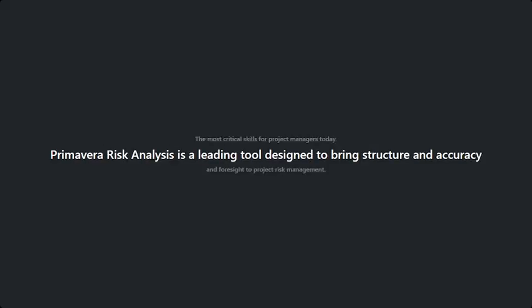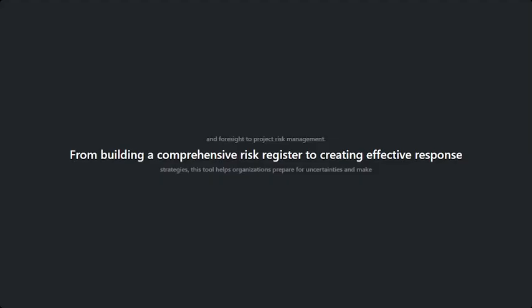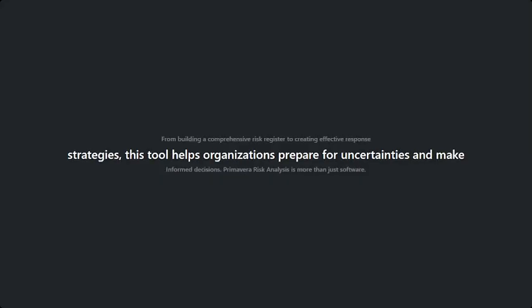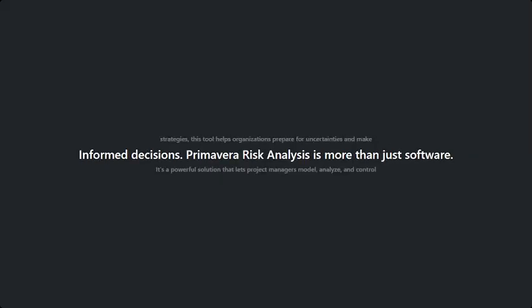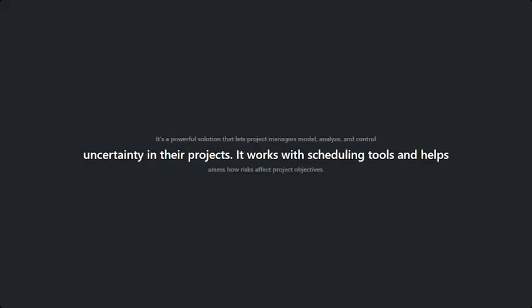Primavera Risk Analysis is a leading tool designed to bring structure, accuracy, and foresight into project risk management. From building a comprehensive risk register to creating effective response strategies, this tool helps organizations prepare for uncertainties and make informed decisions. Primavera Risk Analysis is more than just software. It is a powerful solution that allows project managers to model, analyze, and control uncertainty in their projects.